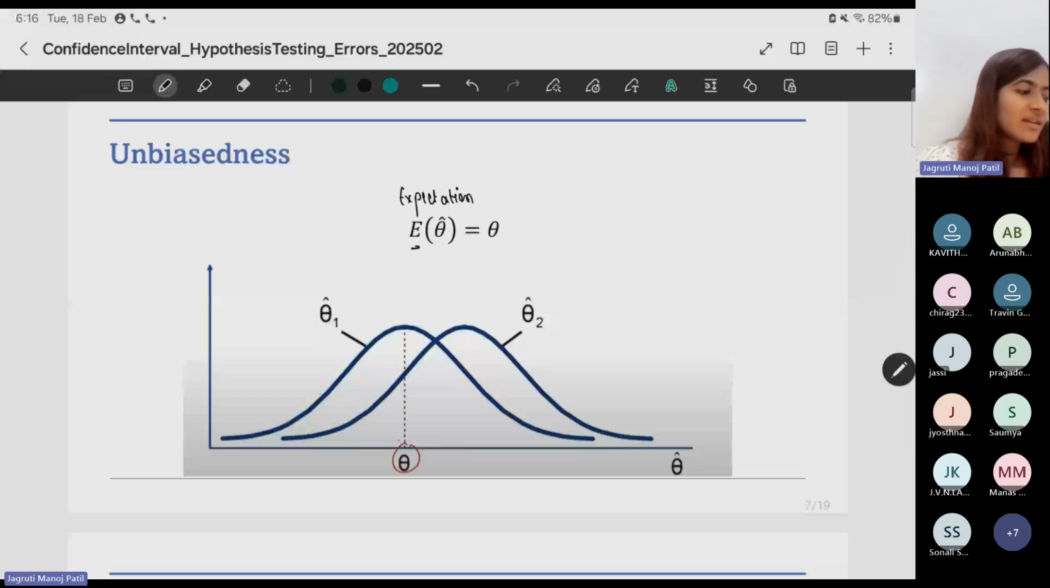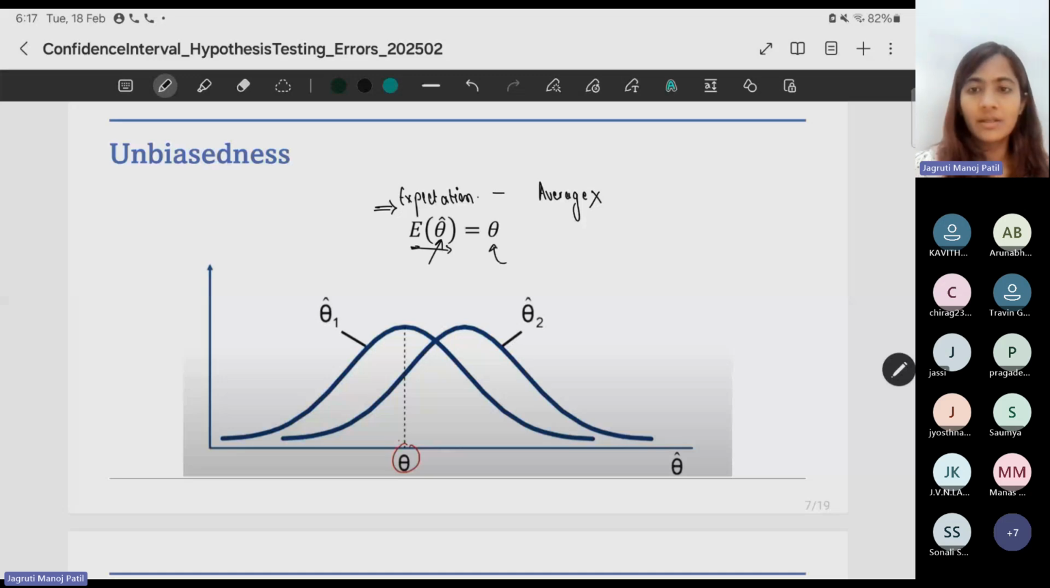Someone might confuse this expectation with average, but no, it's not average. Statistically taking an average or mean of things and expectation are two different values. So over here, it's not average, of course. It's just the expectation. If the expectation of any sample variable or sample parameter is equal to the population parameter, then we say that our findings are unbiased.